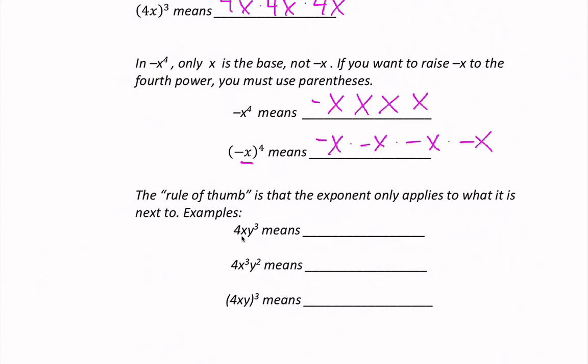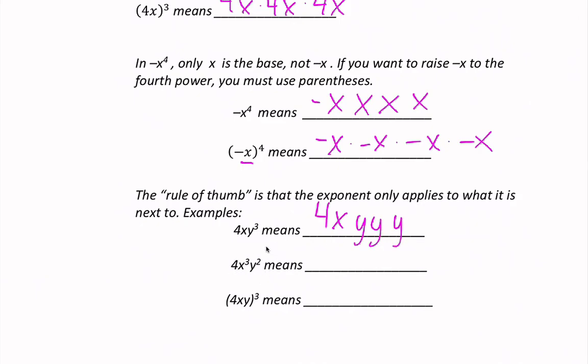Okay, so let's write out what 4xy to the third actually means. There are no parentheses, so the exponent that's exactly touching your variable is the exponent that goes to it. So I'm going to have a 4. Notice that there is no exponent on this one, so when there's no exponent, you treat it as a 1. So I know I'm going to want a 4, I'm going to want that x to the 1 power, and I'm going to want 3 of these y's. So it's going to be 4 times x times y times y times y.